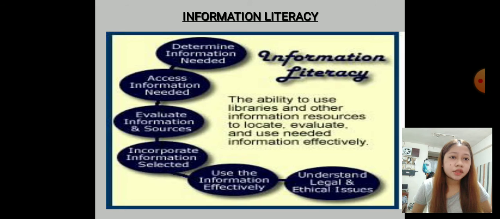Information literacy. Information literacy is the ability to use libraries and other information resources to locate, evaluate, and use needed information effectively. Determine information needed, access information needed, evaluate information and sources, incorporate information selected, use the information effectively, understand legal and ethical issues.